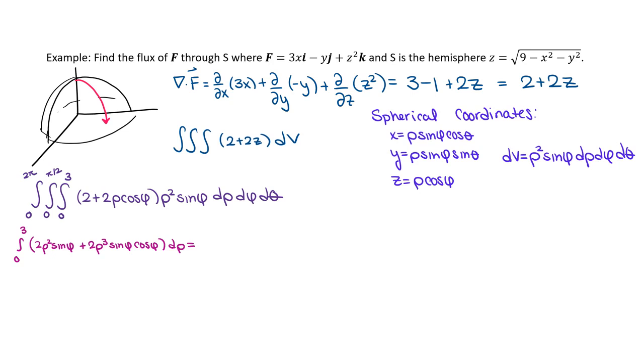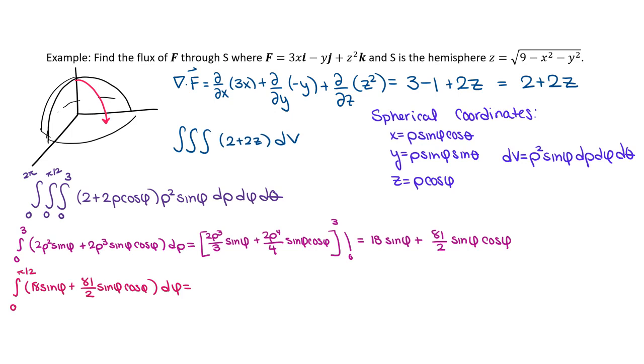I'll start with integrating with respect to rho. And I went ahead and distributed that rho squared sine phi. And then I can integrate with respect to rho. I ended up getting 2 rho to the 3rd over 3 sine phi plus 2 rho to the 4th over 4 sine phi cosine phi. Plug in my bounds of integration, the 3 and the 0, and that simplified down to 18 sine phi plus 81 over 2 sine phi cosine phi.